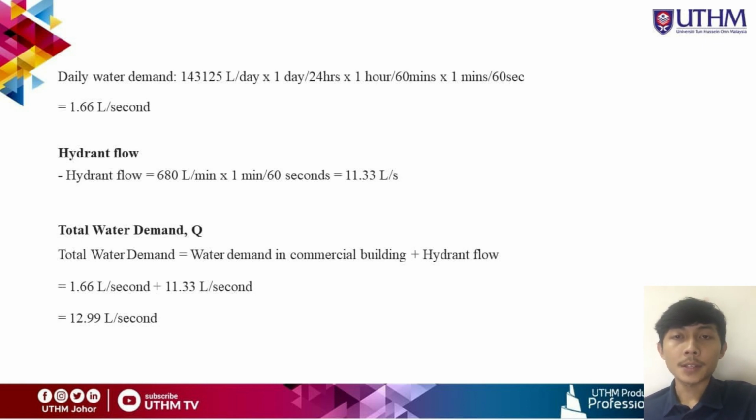For pricing and demand, we refer to Suruhanjaya Perkhidmatan Air Negara SPAN that is shown in Appendix A. And second is daily water demand based on foregoing rates of consumption, that is computation of water demand. Our daily water demand is 1.66 liter per second, and for hydrant flow is 11.33 liter per second. Next is total water demand, that is Q, equal to 12.99 liter per second. Peak flow equal to 4.15 liter per second.